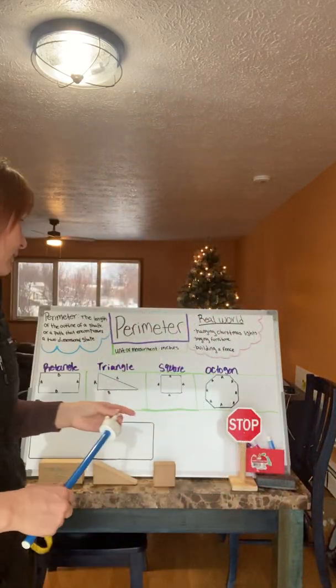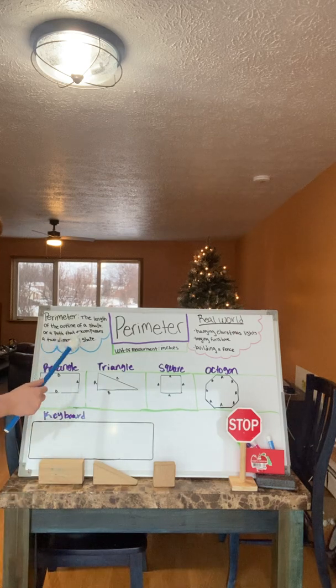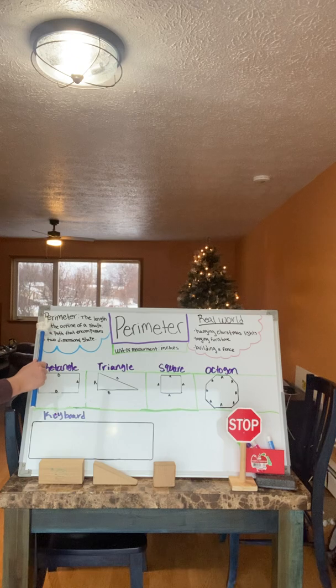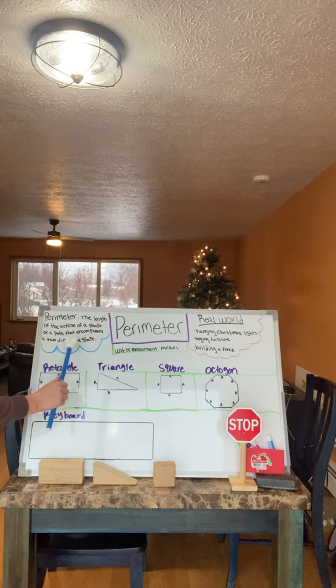Hi friends, today we are going to be talking about perimeter. So let's come over here and look at our whiteboard. Right here I have the definition of perimeter. The perimeter is the length of the outline of a shape or a path that encompasses a two-dimensional shape.